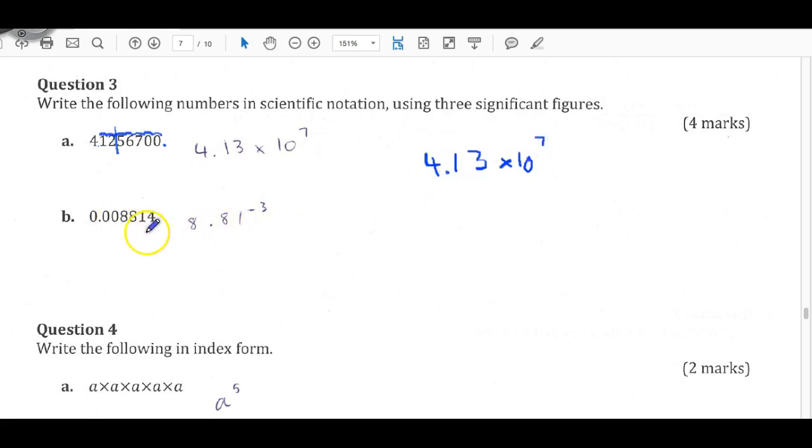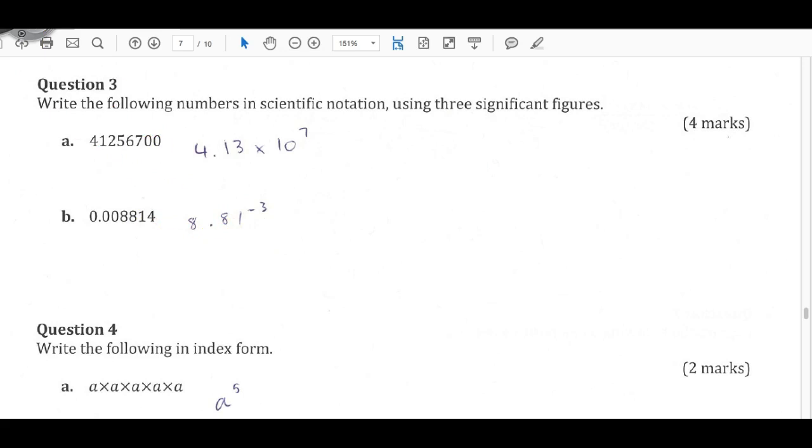We do the same for B, but this time because the decimal place has moved to the right, it's a negative 3, and we've got three significant figures. So we're just looking at 881, and we're not rounding it off. So it's 8.81 times 10 to the power of -3.